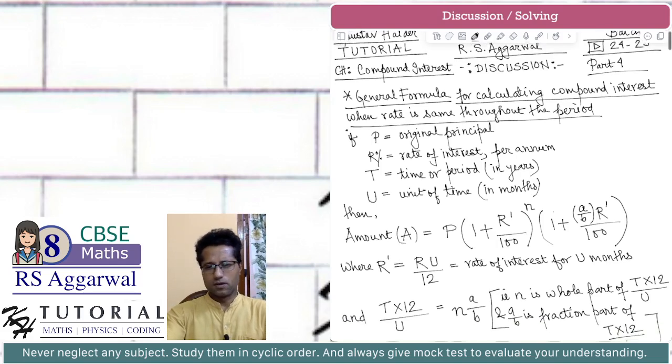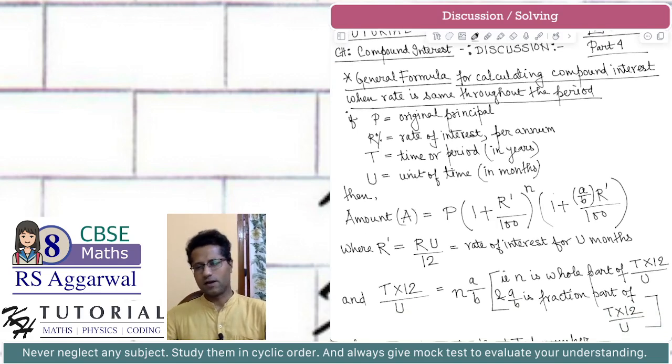Now, what is R dash? I have already discussed R dash in the previous videos. R dash is based on the original rate of interest per annum, that is R, and U. Always remember that U is in months. So R dash is R times U by 12. This is basically nothing but the rate of interest for U months.